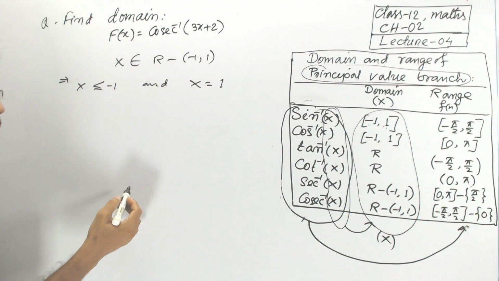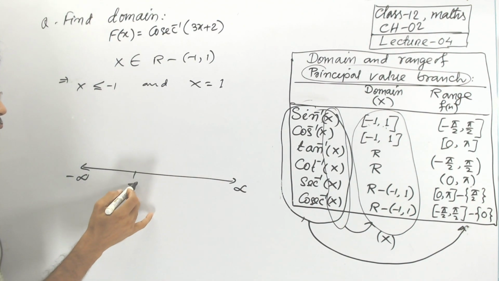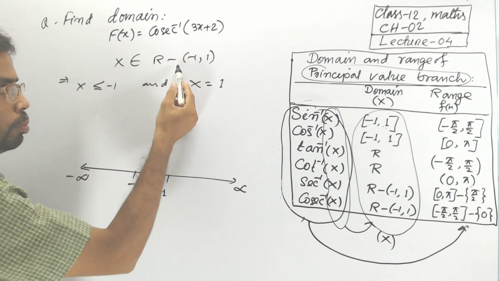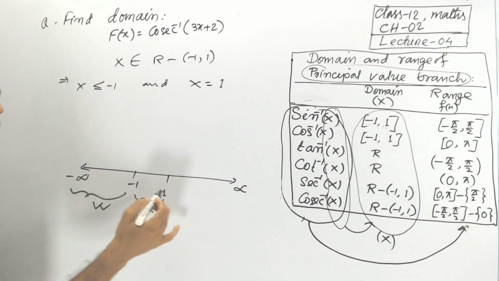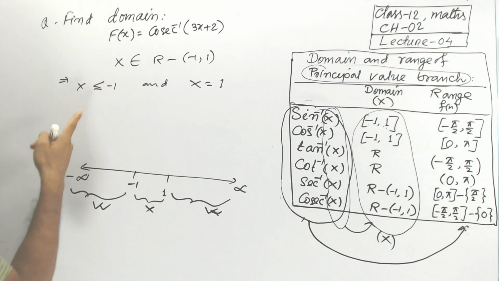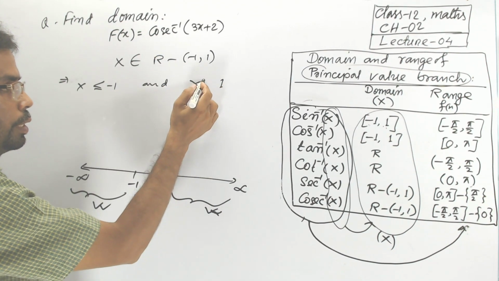I am explaining once again here. Minus infinity to plus infinity. Minus 1 here, plus 1 here. So it can be any real number, but it should not be between minus 1 and plus 1. That means it cannot be here, it can be this side, it can be this side. This side means less than minus 1, so correct. This side means greater than plus 1, so yes, greater than plus 1.